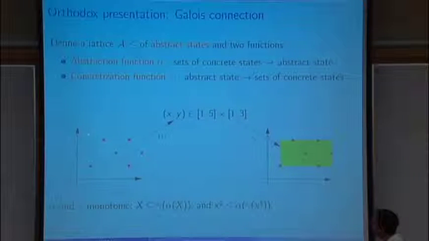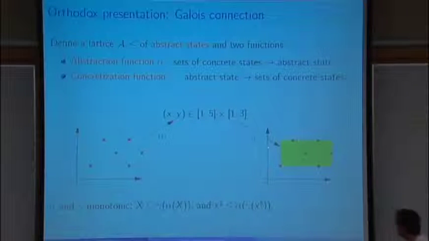And this is several concrete states. So each point is a concrete state, a value for x and y. And abstraction might, for instance, compute this rectangle, well, these two intervals, and concretization will concretize it into all points that satisfy those intervals. So basically, this rectangle that contains all the red dots.